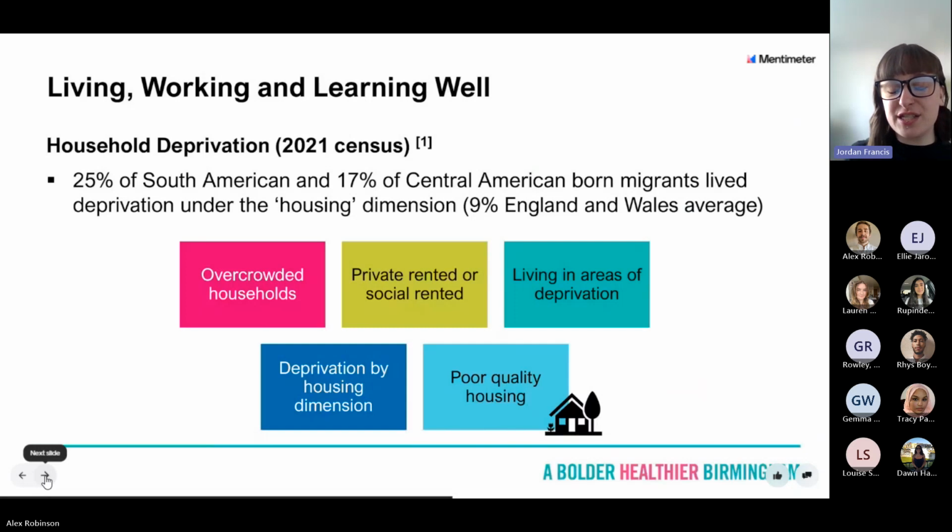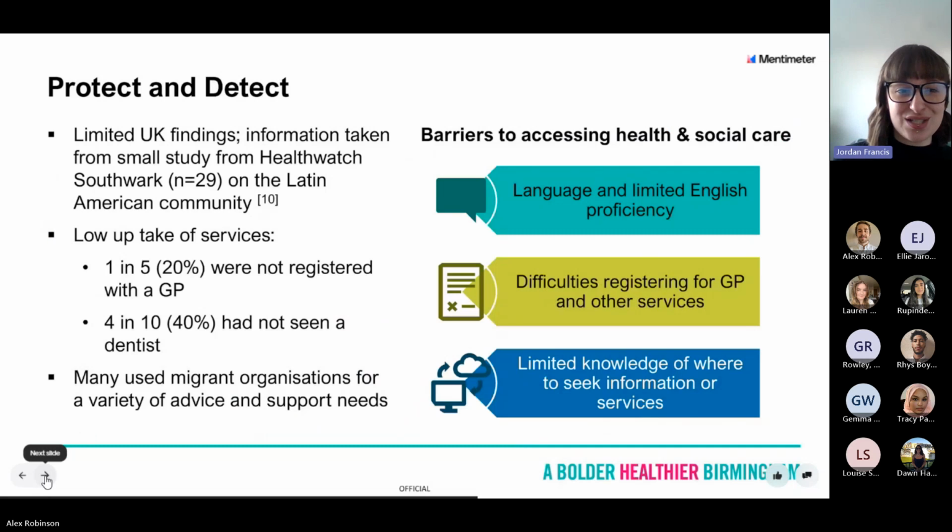However, if an area is deprived or not deprived doesn't necessarily correlate with whether or not the population within that geography is deprived. So we can now move on to protect and detect. There were also some smaller UK-based studies that looked at access to particular health and social care services. In this instance, Healthwatch looked at the uptake of GPs and dentists in the Latin American population in London. It was a small study that only had 29 participants, but it found that a fifth were not registered with a GP and 40% had not seen a dentist in the UK.